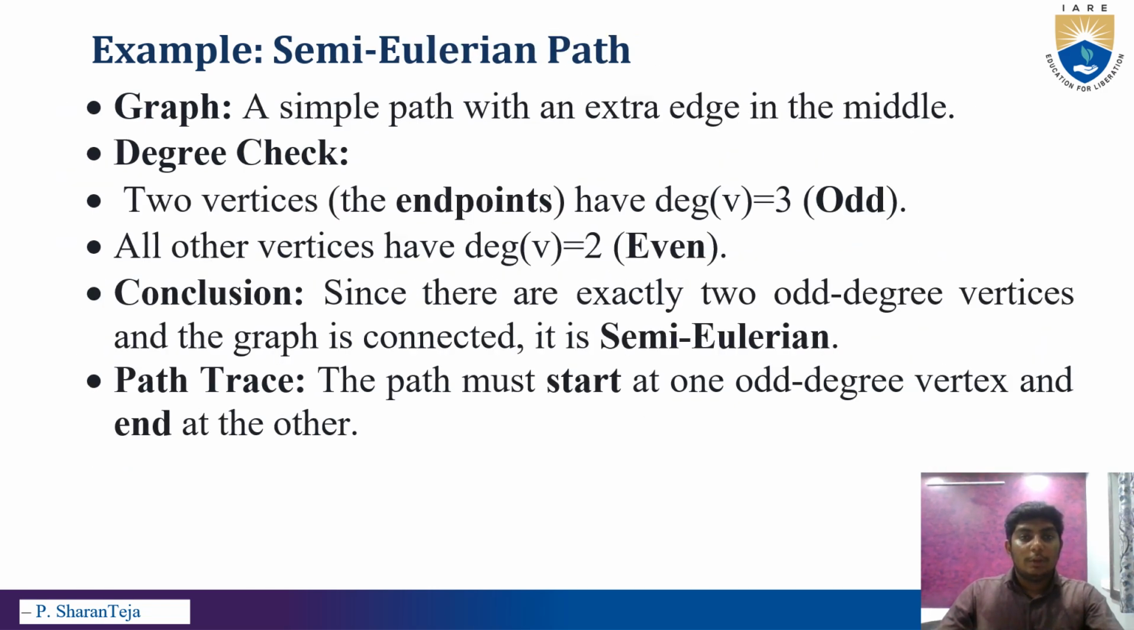Example: semi-Eulerian path. If we take a path where two endpoints each have a degree of 3, meaning odd degrees, and all others have even degrees, then the graph is semi-Eulerian. The path will start at one of the odd degree vertices and end at another, using every edge exactly once.